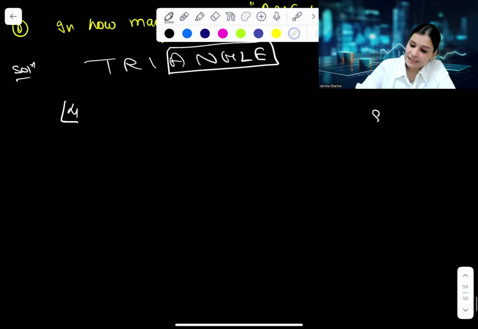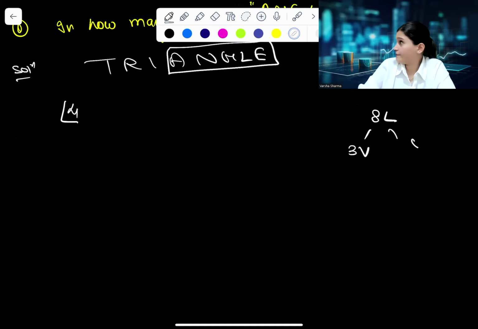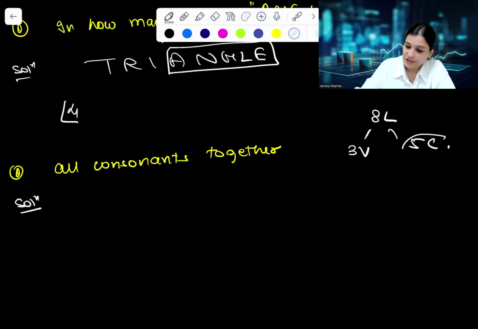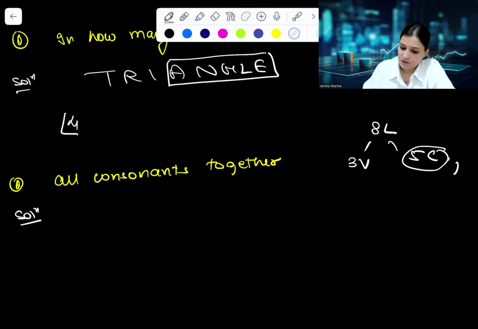Now, the word was triangle. There are 3 vowels and 5 consonants. I want all the consonants together. What should I do? Bundle the 5 consonants. How many people? 3 vowels and 1 bundle, 4 people. How can 4 people sit? 4 factorial. Then in the bundle, the 5 consonants are together, but they can arrange among themselves.